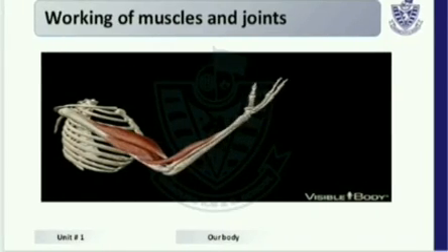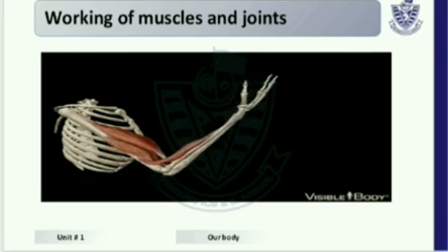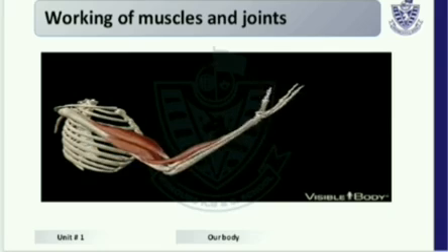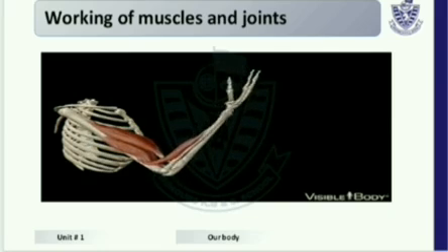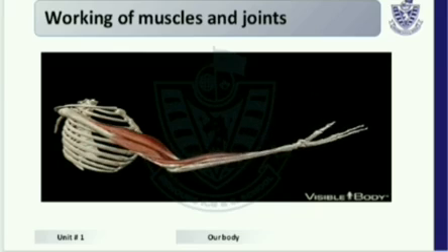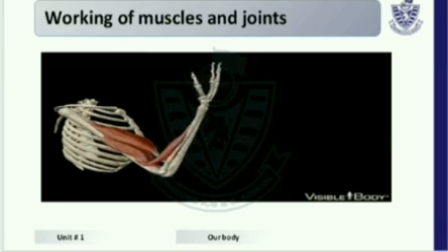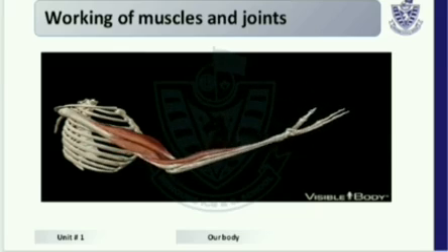Let's understand the working of muscles and joints. Look at your elbow. Can you move your arm without moving your forearm? Yes, you can. The place where your arm and forearm bone meet is called a joint.